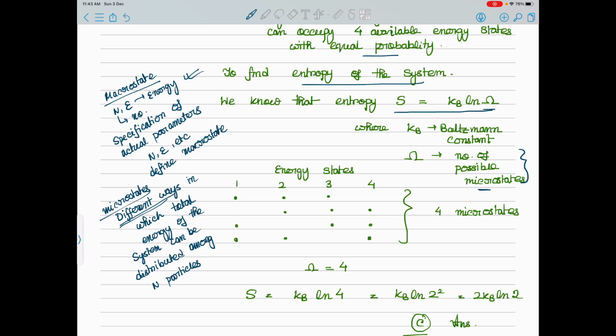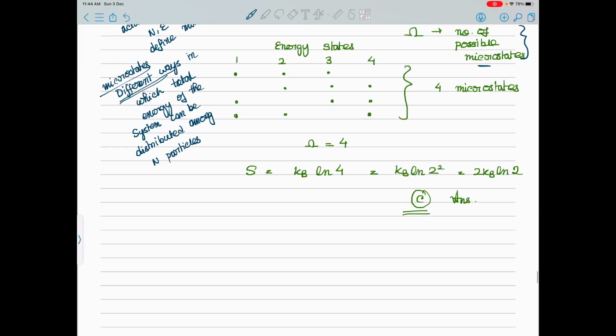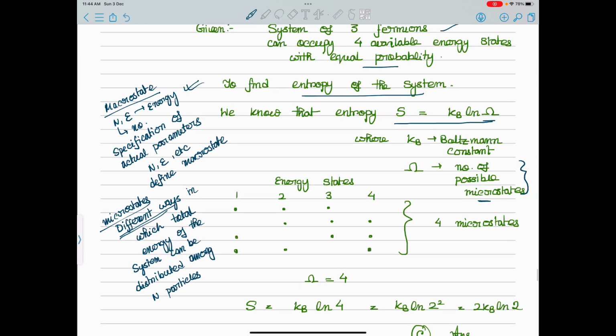Okay. So this is the macrostate. Macrostate means the specification of the actual parameters like n, E, sometimes volume. The specification of that is the macrostate. What about the microstate? Microstate is the different ways in which the total energy of the system can be distributed among n particles. So these different ways are the microstates. In this case, we will calculate the microstates, not the macrostate, but we can definitely tell about the macrostate. I will give you a short example of this after this particular thing.